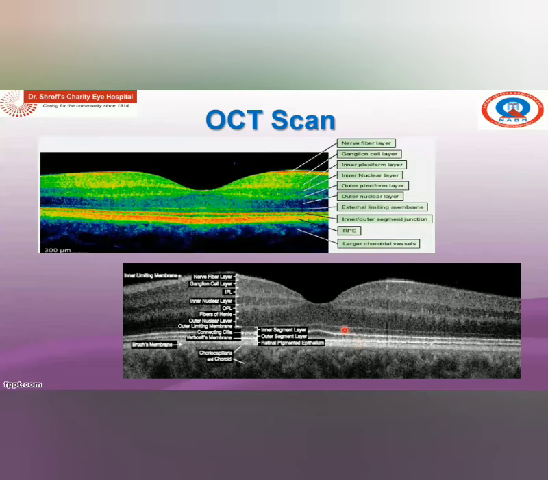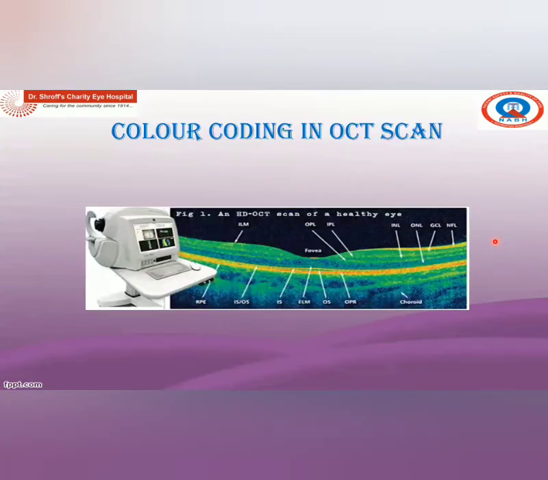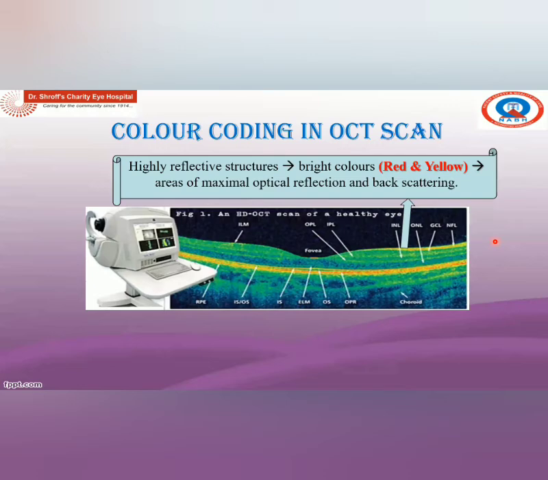So the different colors represent the different degrees of reflection from different layers of the retina in the program image. Now the color coding is seen as we can see a bright yellow. It means the light is reflected very fast. The most light is reflected from that structure, and it is the area of maximum optical reflectivity. So the red and yellow color represents the maximum reflectivity from a retinal structure.